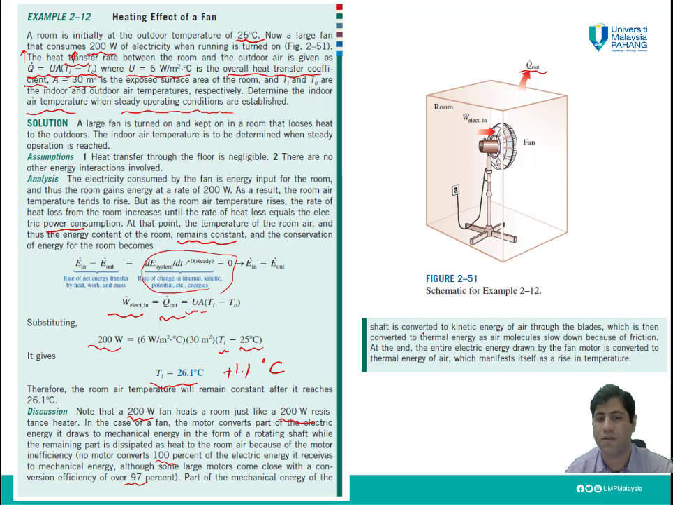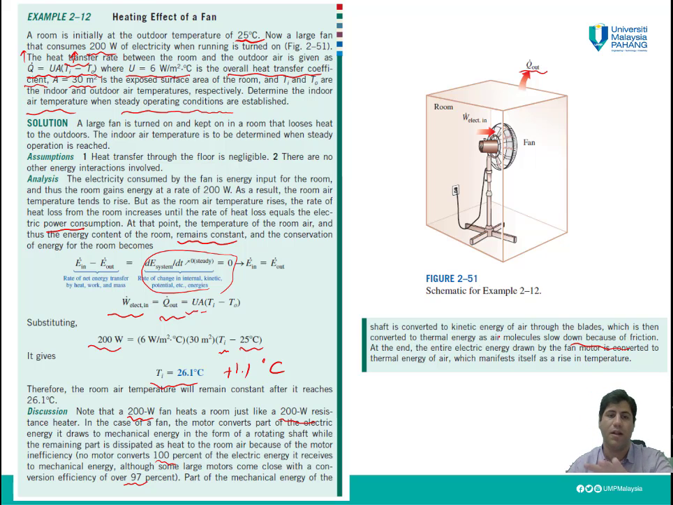And also the shaft, and part of this mechanical energy of the shaft is converted to kinetic energy of air through the blade. Fan blades are turning, and they push the molecules of the air, then their mechanical or kinetic energy will increase, which is then converted to thermal energy as air molecules slow down because of the friction. So we have also another source of increase in the temperature of the room.